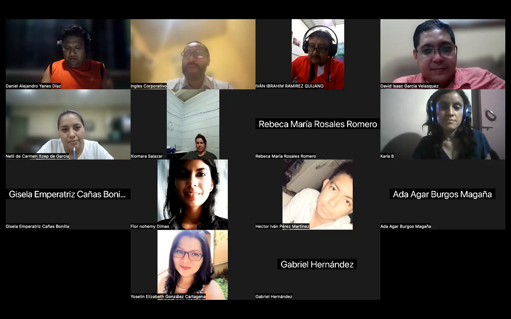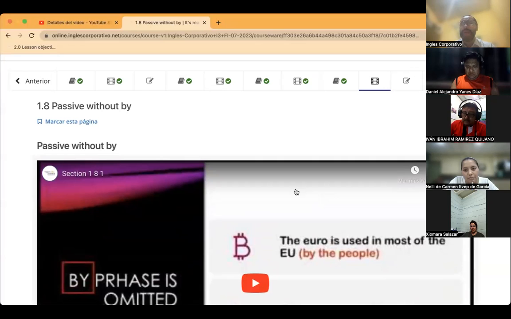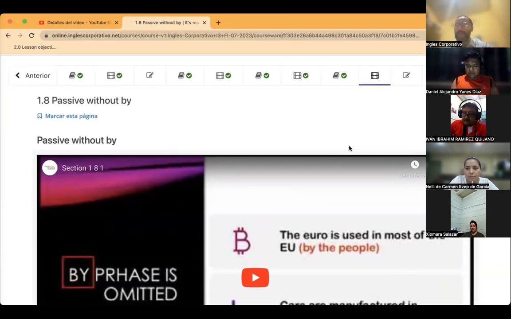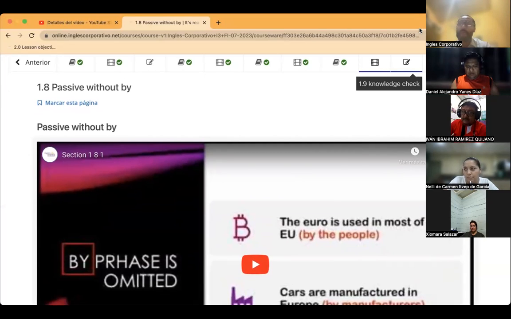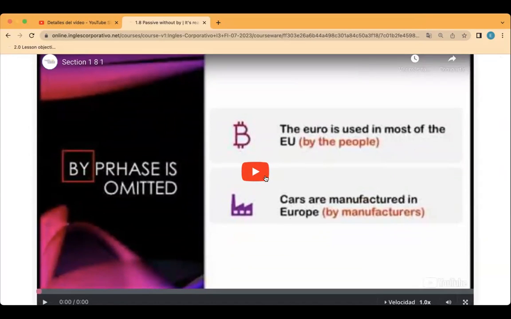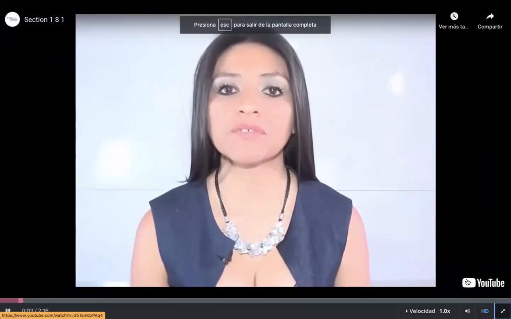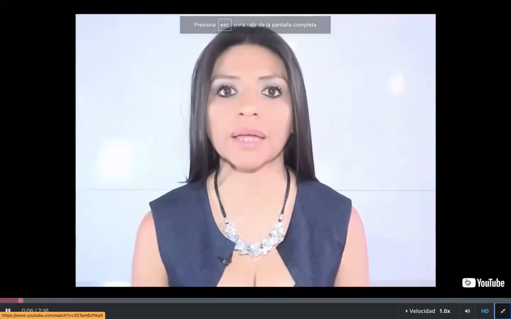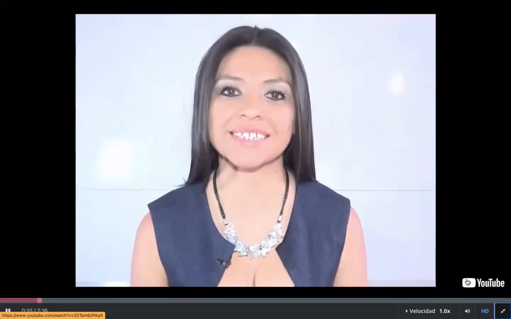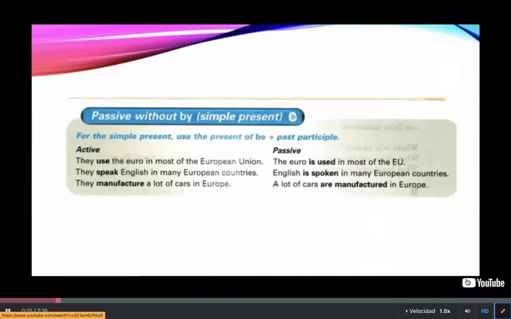Now we understand how to use a bit more the passive. Now we're going to try the passive without by. The same idea, but no by. Here are a few examples. Hi, we're back again. Now we'll study passive voice in simple present without by. Please pay attention to the explanation, examples, and exercises. Passive without by, simple present. For the simple present, use the present of be plus past participle.